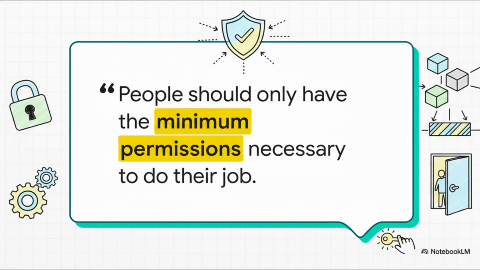And this whole thing is built on one of the most important ideas in all of security, the principle of least privilege. It's a simple concept, really. It just means that people should only have the absolute minimum permissions they need to do their job. If all someone needs to do is read data, they should never, ever have the permission to delete it. It's simple, it's effective, and it's how you build a secure system.